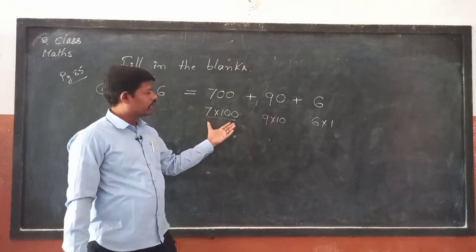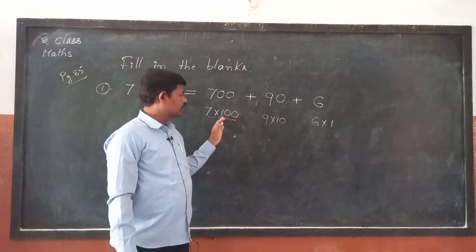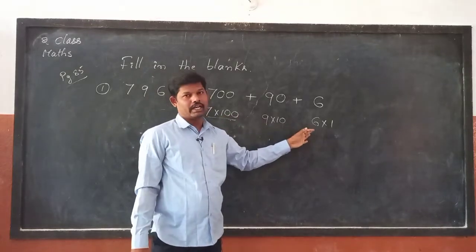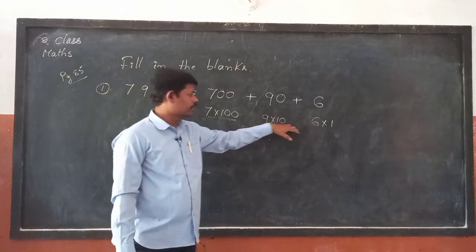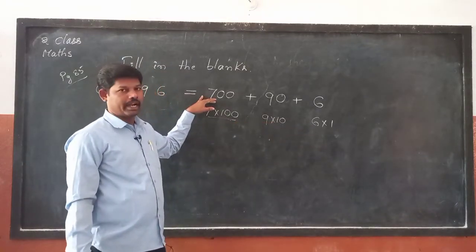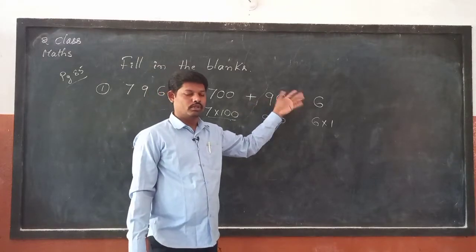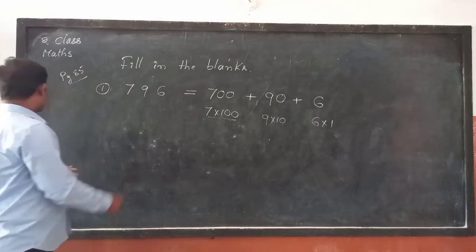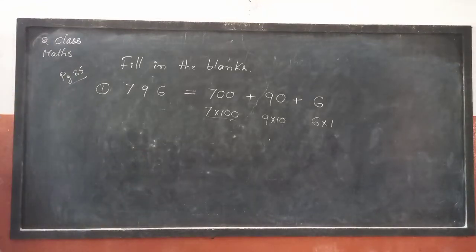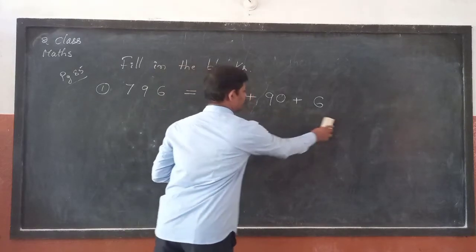So actually they will get these values like this. This is just for our understanding I have written, so you need not write this. You only need to write 700 plus 90 plus 6. Like that, you can take any number and expand it. For example, I will give you one more example.